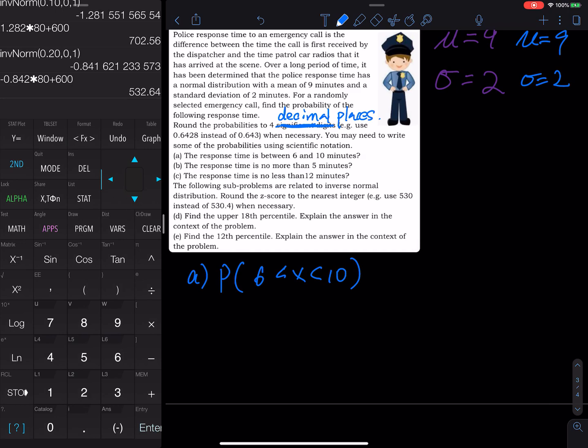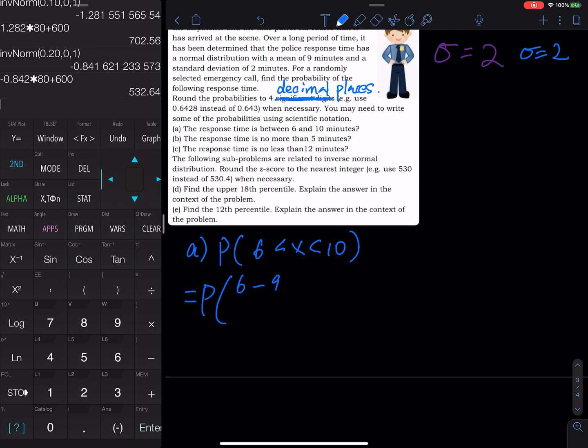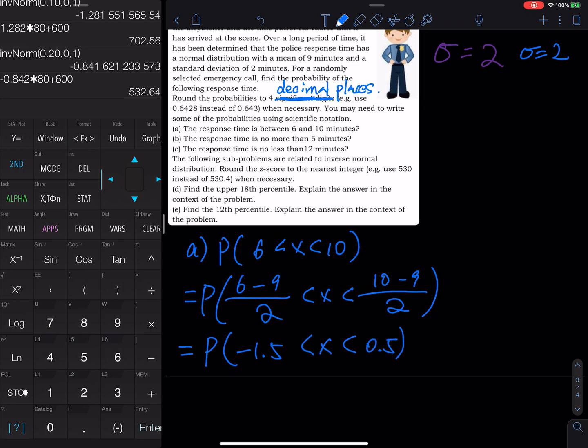6 and 10. First, we standardize. So this is 6 minus 9, divided by 2, less than z, less than 10 minus 9 divided by 2. So that is negative 3 divided by 2, and this is 1 divided by 2. So this is our graph. 0, negative 1.5, and then 0.5. And then you have that.